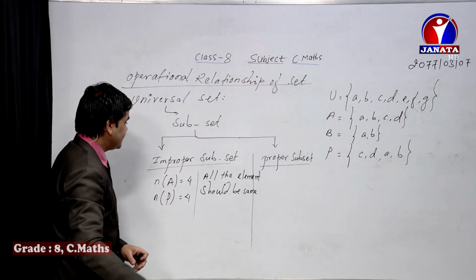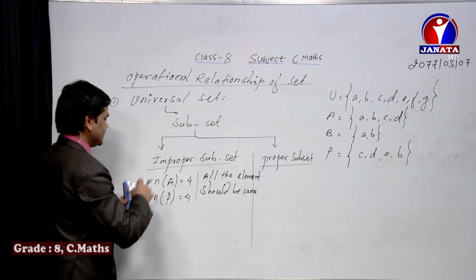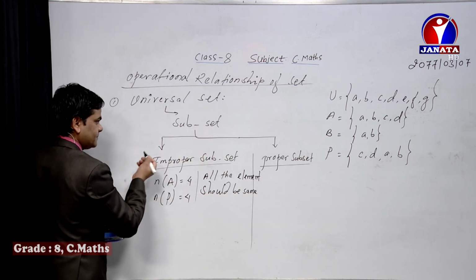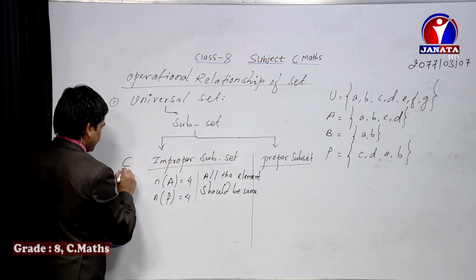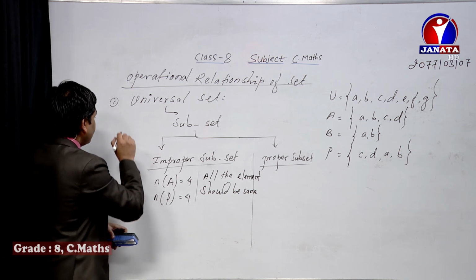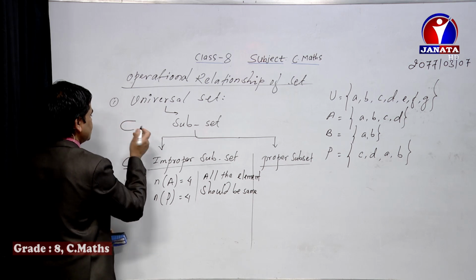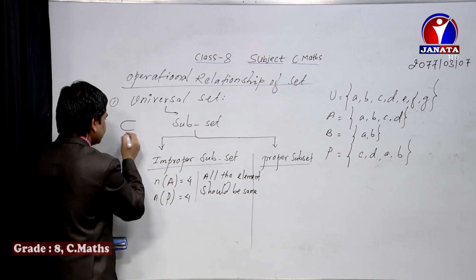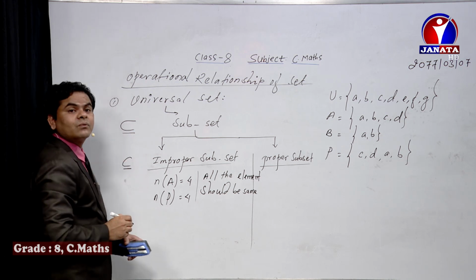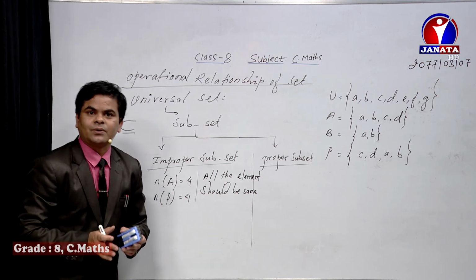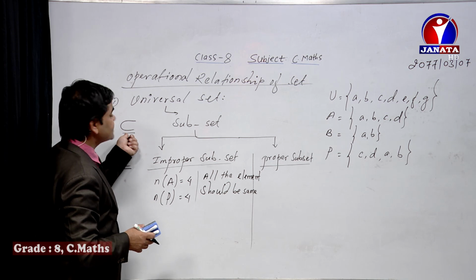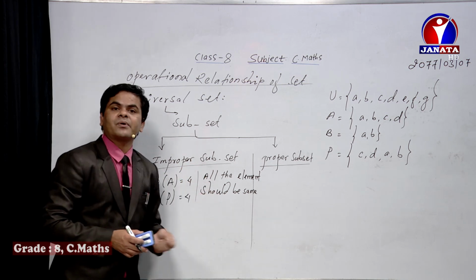And in order to denote an improper subset, dear students, we use this sign. Let's say we do this: the reverse of A towards the right side, and then we keep an equal sign. If we do so, then it is symbolized as the improper subset.